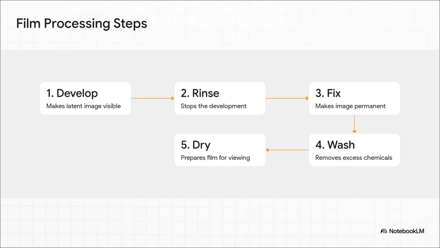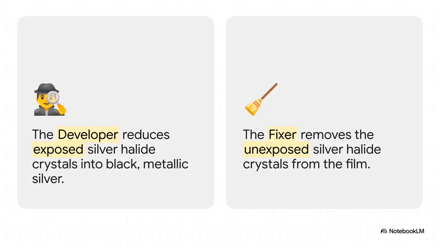First, the film takes a dip in the developer, which makes the image appear. Then, a quick rinse stops that process. Next, it goes into the fixer to make the image permanent. After that, a final wash gets rid of any leftover chemicals. And finally, it gets dried and ta-da, it's ready to view. Every single one of these steps has to be perfect. But let's simplify this. Out of all those steps, it really comes down to 2 key chemicals.